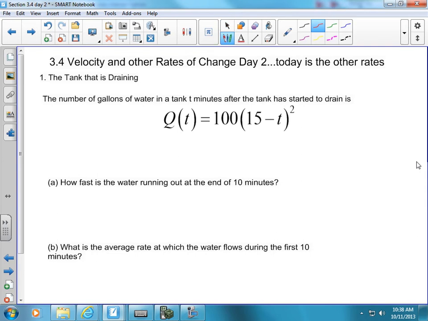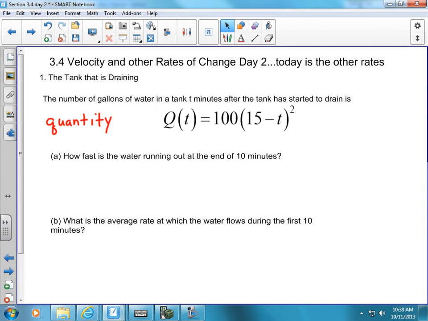So we want to know how fast the water's running out at the end of 10 minutes. So in order to get the rate from a quantity, we're going to take the derivative. So we're going to take Q prime at some time t, and actually we'll evaluate it at 10, but let's just do the derivative first. And we don't really know how to do derivatives like Q, so we need to change this equation into polynomial types in standard form so that we can take the derivative using the power rule.